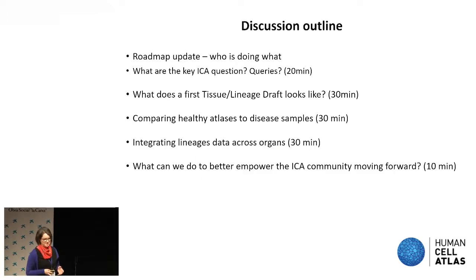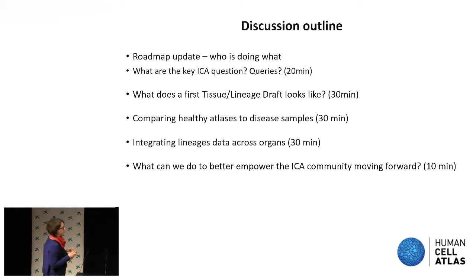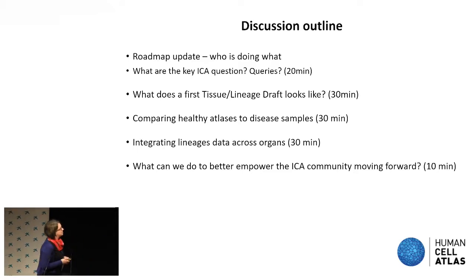We're very organized. And so we wanted to follow up on Dana's question about the question we want to answer. Don't be too disappointed, Dana. But also what the roadmap looks like, what would be our first draft, right? 1.0 of the ICA. Does disease matter? How do we tackle this? What are the challenges in terms of data harmonization, which is a challenge that is very particular to the immune cell atlas effort, because of course immune cells are found across all organs. And is there anything we can do to better empower the ICA community moving forward?